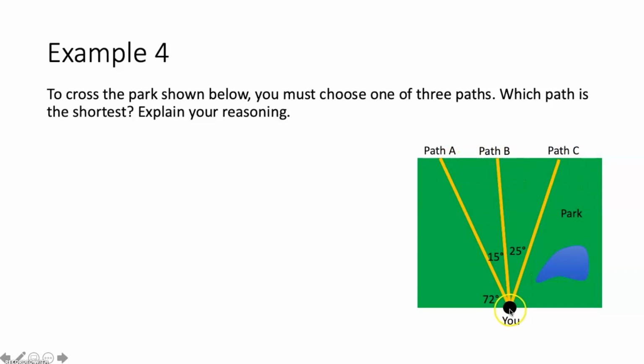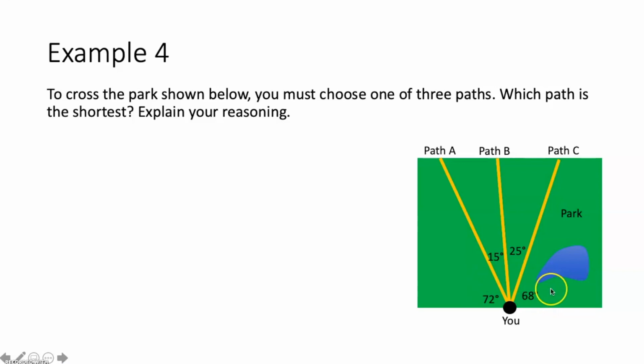So the distance between a point and a line, the shortest distance between a point and a line, would be the perpendicular distance. So you're looking for which path is most close to perpendicular to this side of the park and passing through your position. So let's look at this real quick. If all of these angles add up to 180 degrees to make this straight line, then 180 minus 72 minus 15 minus 25 would equal 68.